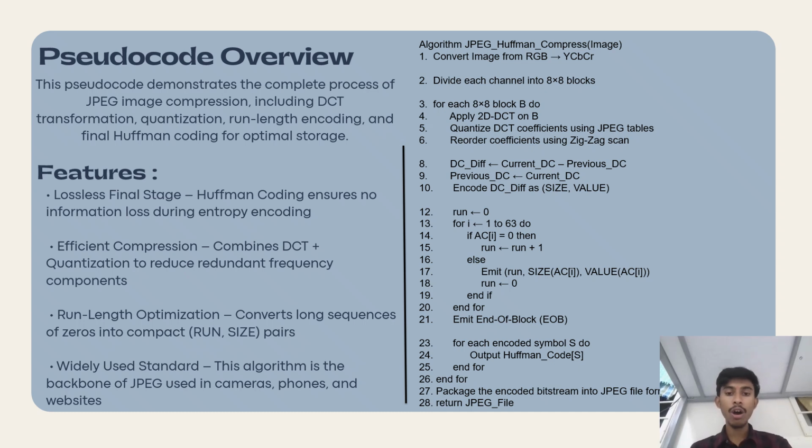The feature of Huffman coding is that it is a lossless final stage. DCT and quantization remove unnecessary frequency components. Run length encoding compresses the long sequences of zeros. This combination forms the standard JPEG method used in most devices.